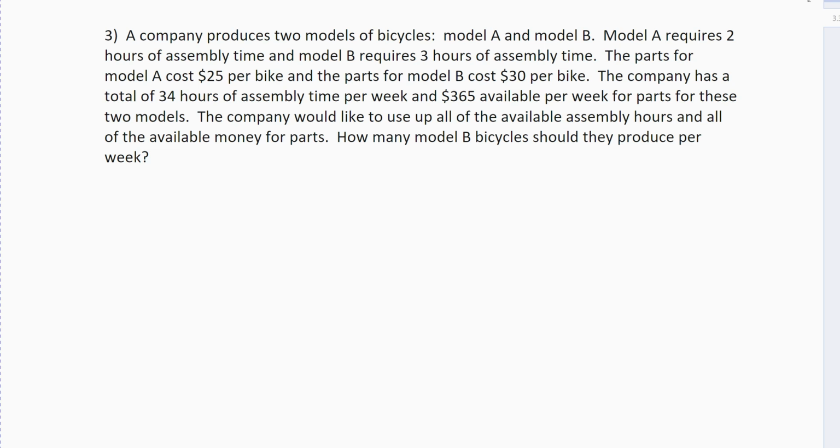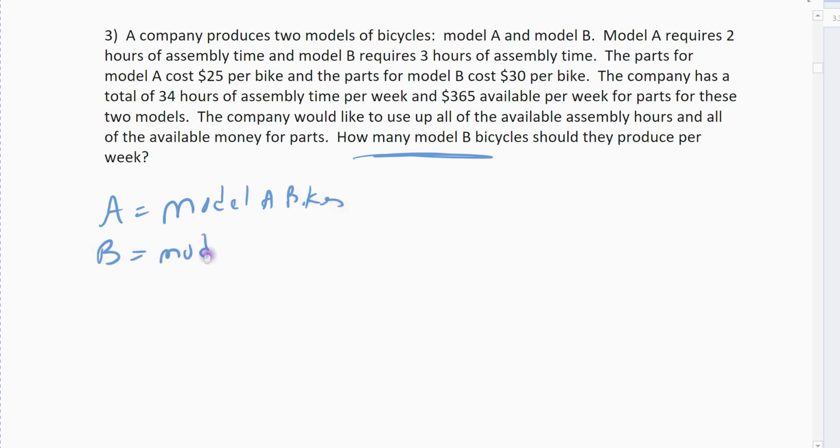The company has a total of 34 hours for assembly and $365 available for parts. The company would like to use up all of the hours and all of the money. How many Model B bikes should they produce? So I want to know the B bikes, but I'm going to find both. I'm just going to let capital A be the Model A bikes, and B be the Model B bikes produced.